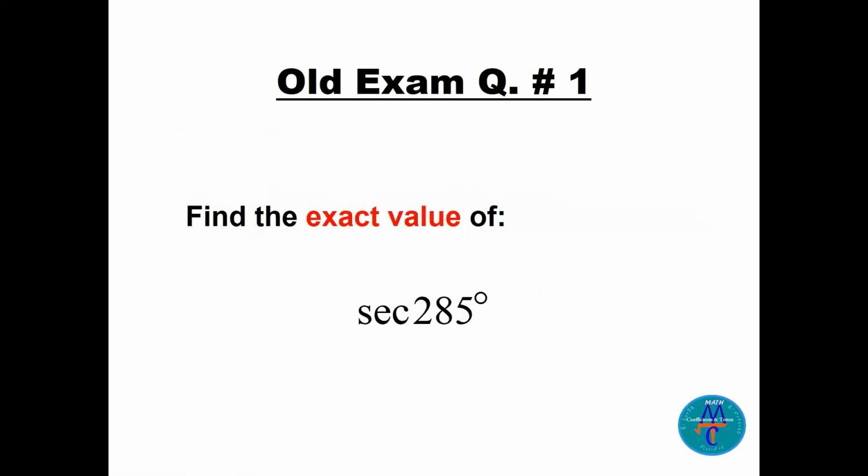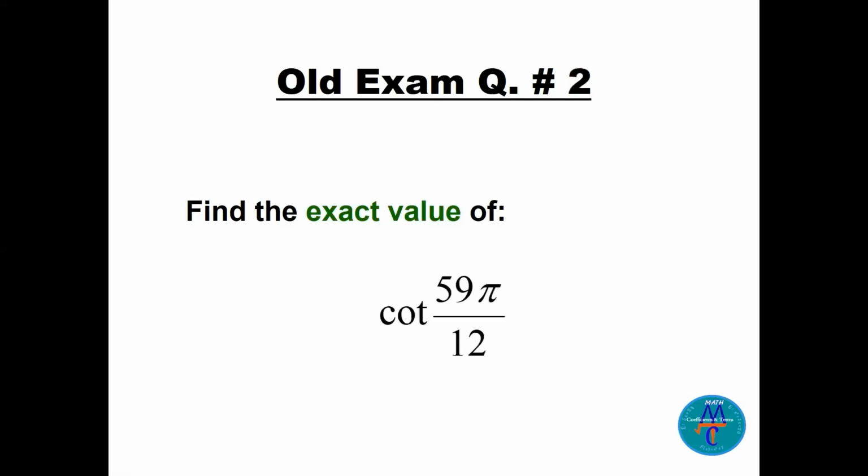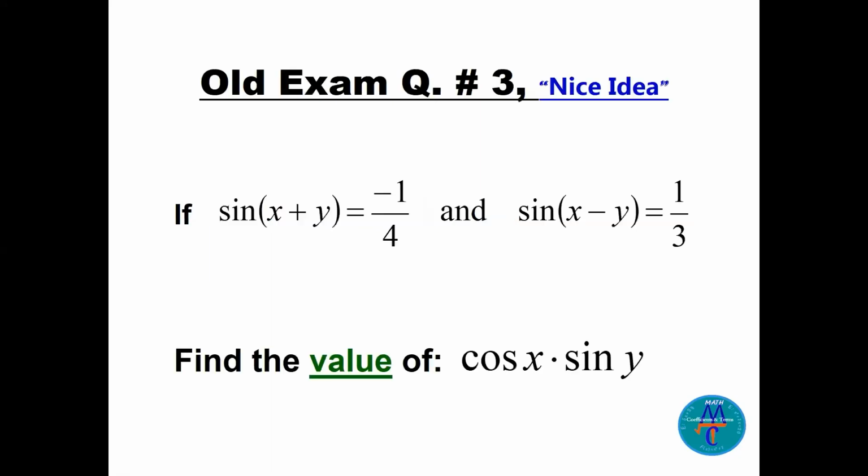Now here are some questions to practice on this reduction identity. Find the exact value of secant 285 degrees. So this is for lecture 21 and 22. Old exam question number 2, find the exact value of cotan 59 pi over 12. And then this is a nice idea here. We have sine of x plus y is minus 1 over 4, sine of x minus y is 1 over 3. Find the value of cosine x times sine y.